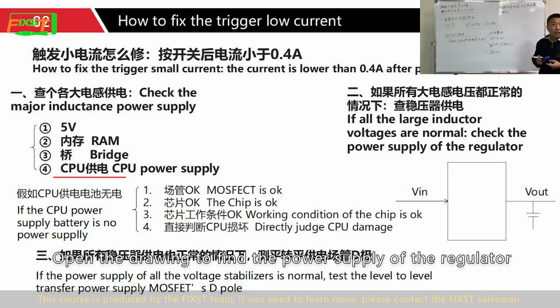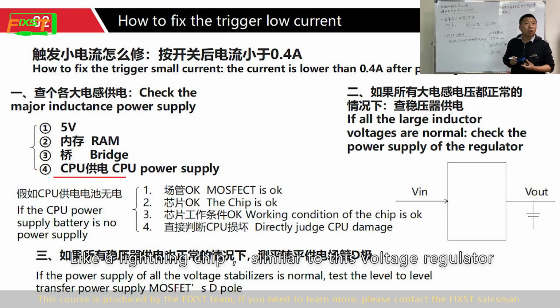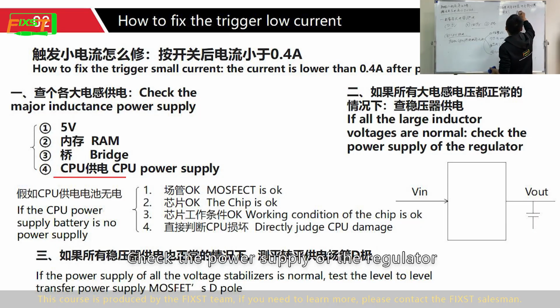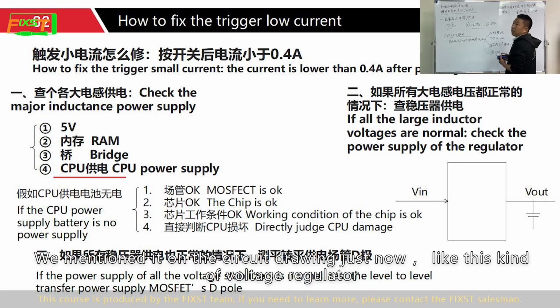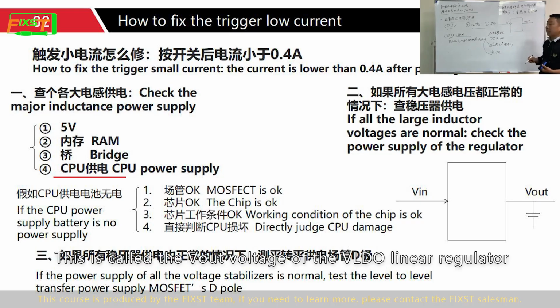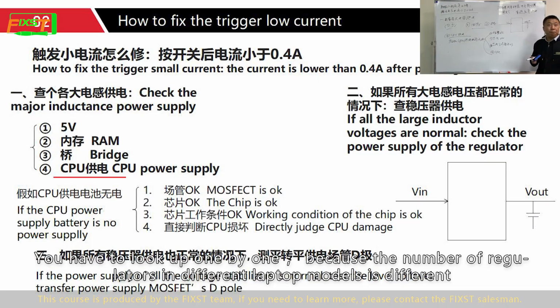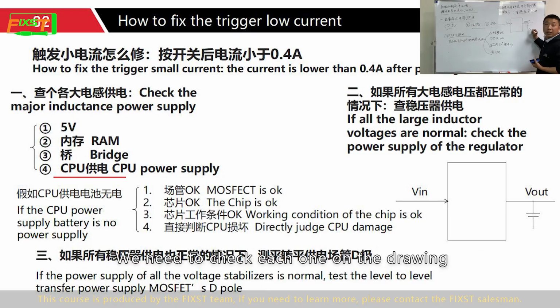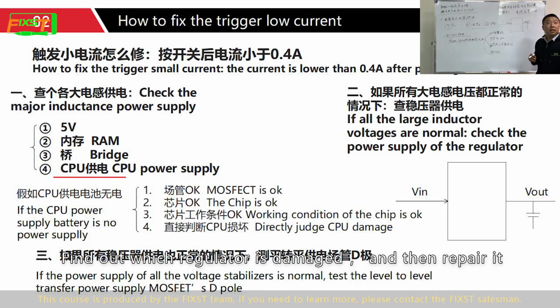Open the drawing to find the power supply of the regulator. Look for a chip similar to this voltage regulator. Check the power supply of the regulator. We measured it on the circuit drawing just now, like this kind of voltage regulator. There is V in and there is V out. This is called the voltage of the VLDO linear regulator. You have to look up one by one because the number of regulators in different laptop models is different. We need to check each one on the drawing, find out which regulator is damaged, and then repair it.